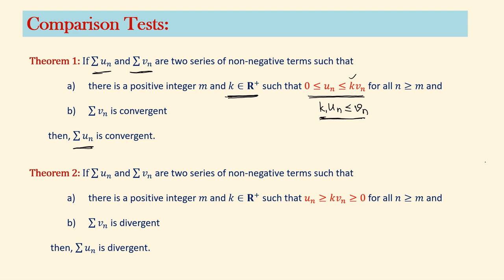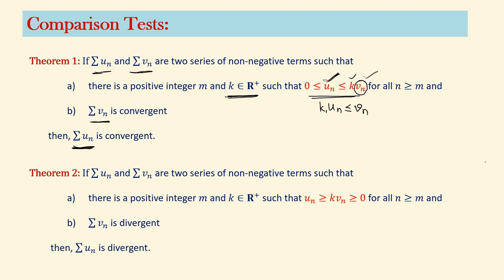What this theorem says? If summation vn is convergent, then summation un is convergent. Simply how you should remember? If vn is convergent and uns are such that uns are less than or equal to vn, then summation un is also convergent. So very important to understand, if un terms are less than or equal to vn terms and summation vn is convergent, then we say that summation un is convergent.